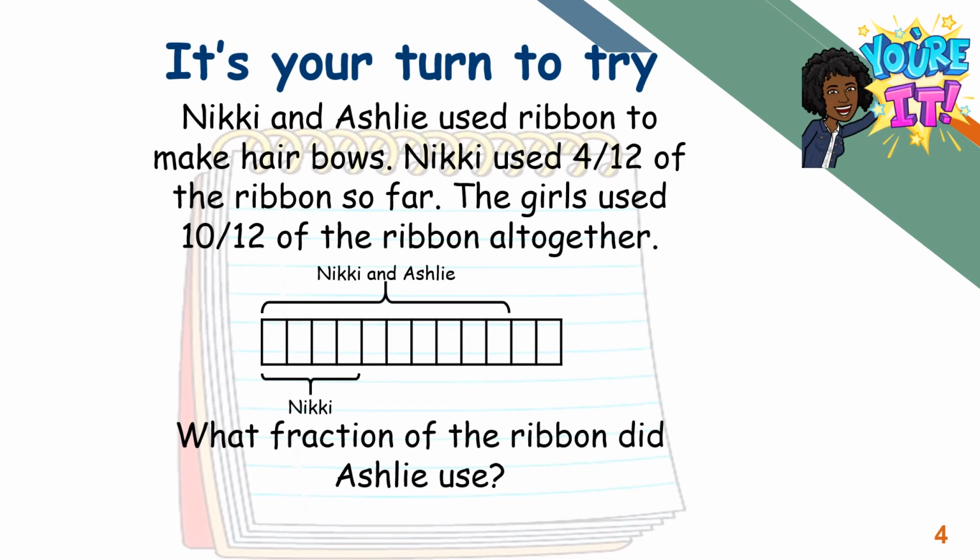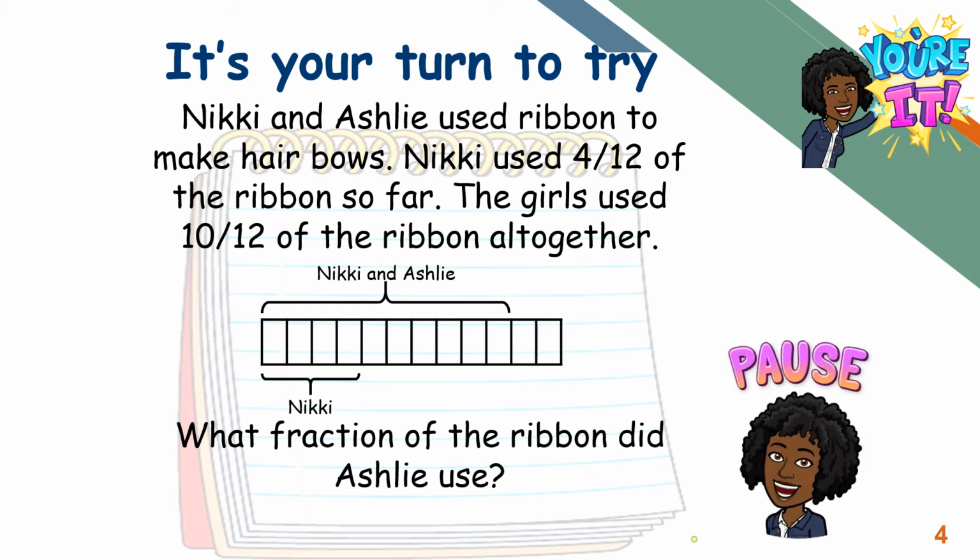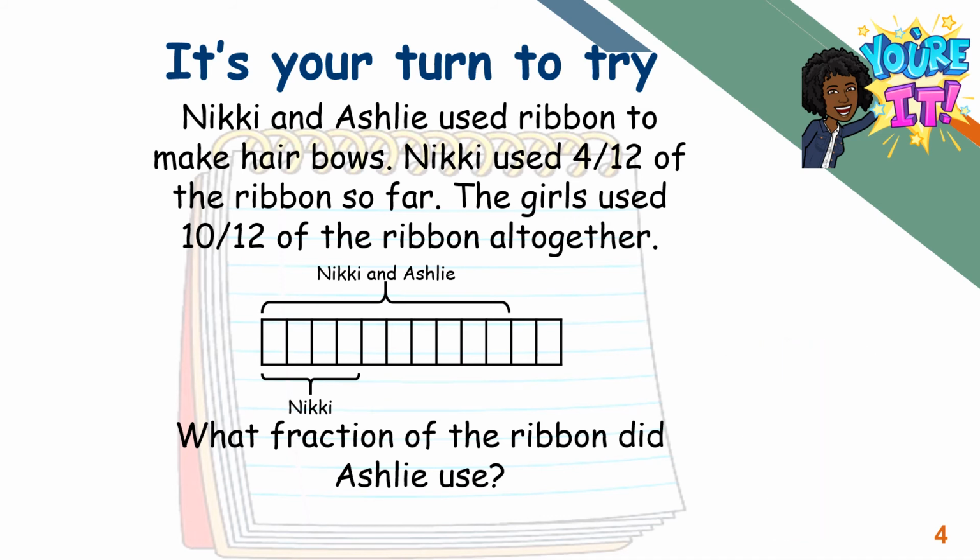Now it's your turn to try. Nikki and Ashley used ribbon to make hair bows. Nikki used 4/12 of the ribbon so far. The girls used 10/12 of the ribbon altogether. What fraction of the ribbon did Ashley use? Pause the video and work it out. For this problem, we're given 10/12 of the ribbon that the girls did all together, and Nikki used 4/12. So our equation is 10/12 minus 4/12 equals.